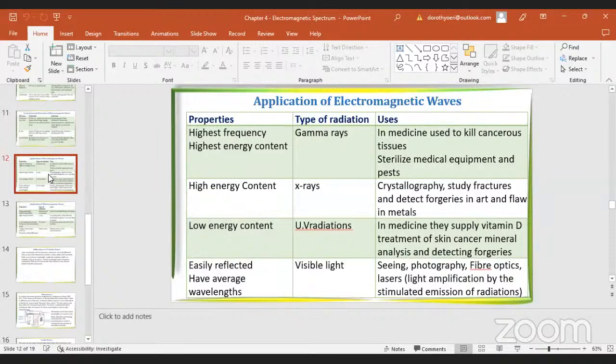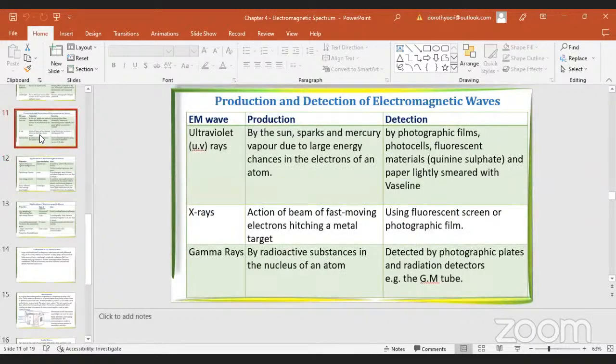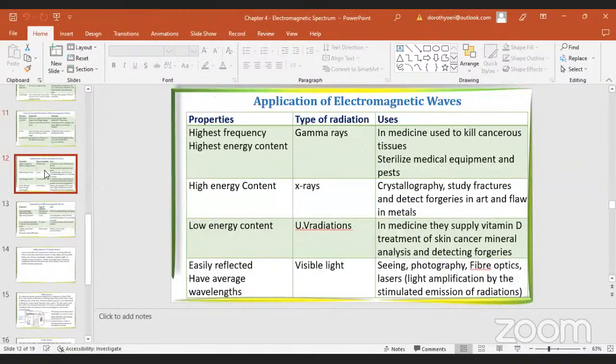Okay. Applications. Now, remember, I said combine your table, the table for production and detection. Include another column for the uses. That will make your work easier. So looking at applications of electromagnetic waves, we have the type there. Gamma rays have high frequency and high energy, used in medicine to kill cancerous tissues, sterilizing medical equipment, and also killing pests.